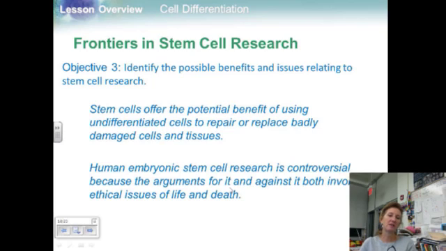Objective 3 was to identify the possible benefits and issues relating to the stem cell research. Stem cells offer the potential benefit of using undifferentiated cells to repair or replace badly damaged cells and tissues. Human embryonic stem cell research is controversial because the arguments for it and against it both have ethical issues of life and death.